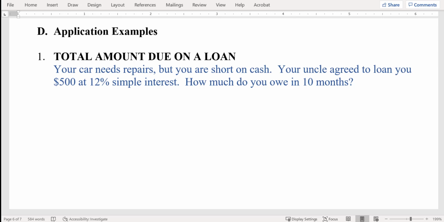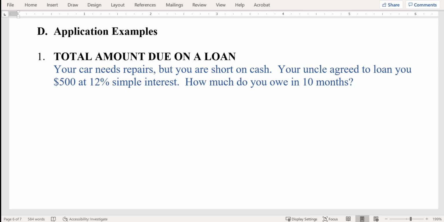Okay, welcome back. We are looking at these last 6 application examples on the section about simple interest. So number 1, your car needs repairs, but you are short on cash. Your uncle agreed to loan you $500 at 12% simple interest. How much do you owe in 10 months?